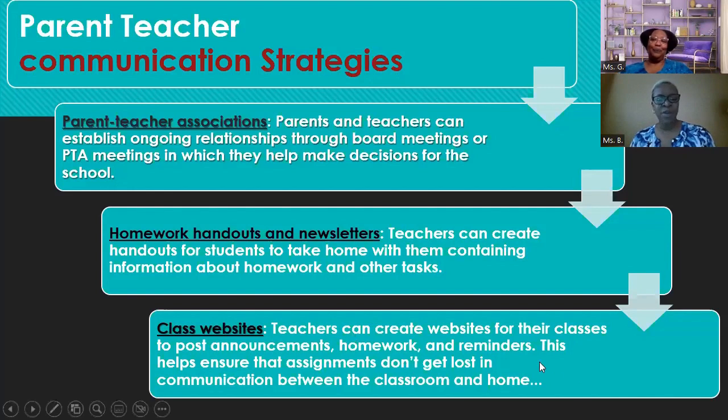But I'm looking at the homework handouts and newsletters. I like to tell my parents, especially when talking about missing assignments, I tell my ninth grade parents the first place to go is to ask for the folder, the binder. Take everything out. Let's see what's going on. That's the parent and student doing at home.